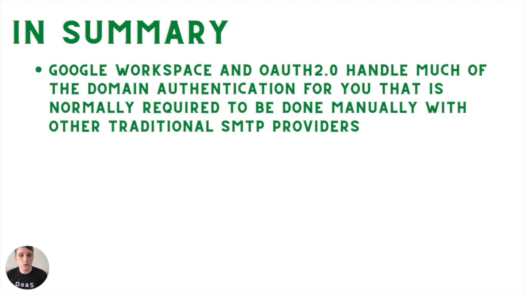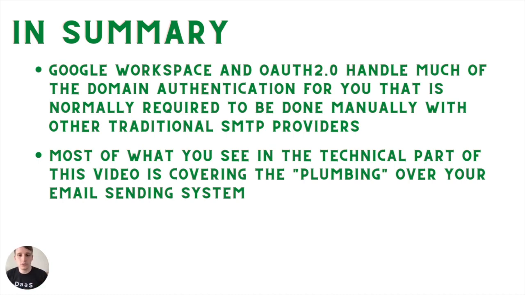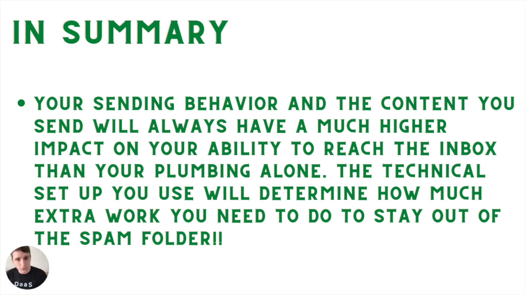So in summary, Google Workspace and OAuth 2 do handle a lot of the domain authentication for you that's normally required to be done manually with other traditional SMTP providers. Most of what you see in the technical part of this video is going to be covering the plumbing of the email you're sending with the sending system that you set up. But in all reality, your sending behavior and the content that you send will always have a much higher impact than your plumbing alone. It doesn't really matter if you're sending through SMTP or through API. Your sending behavior still has a much bigger impact.